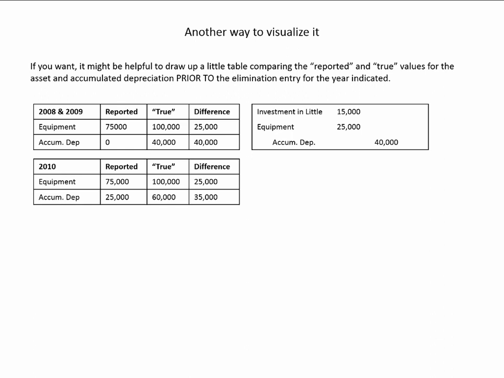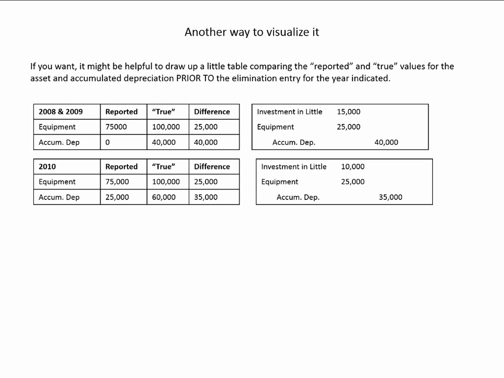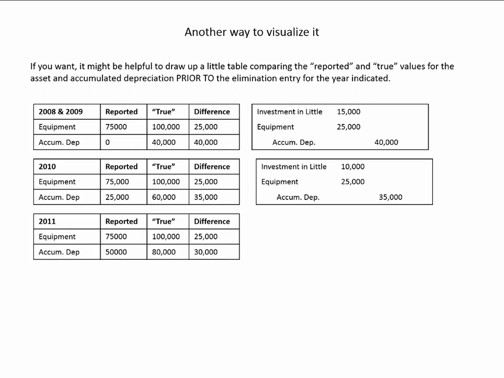If this asset had never been sold, it would be on Big's balance sheet, and they would have had 3 years of accumulated depreciation at $20,000 per year, or $60,000. So basically, we need to increase the accumulated depreciation from 25 up to 60, or $35,000. And again, that was our initial elimination entry in 2010, where we were carrying forward the accumulated depreciation from the prior year.